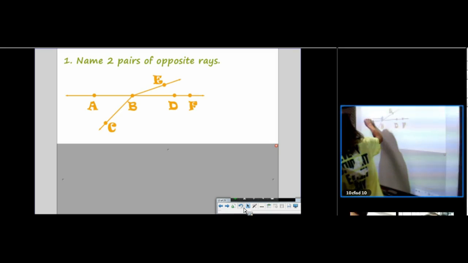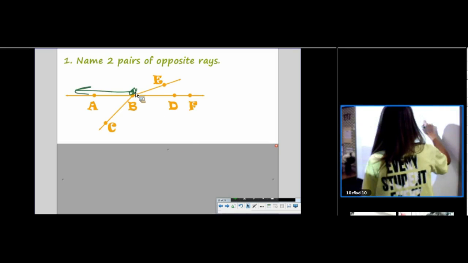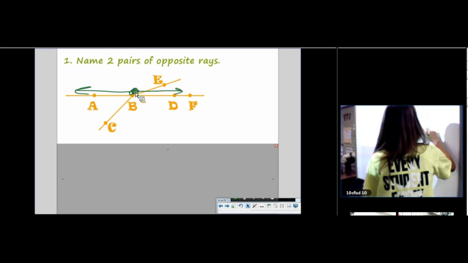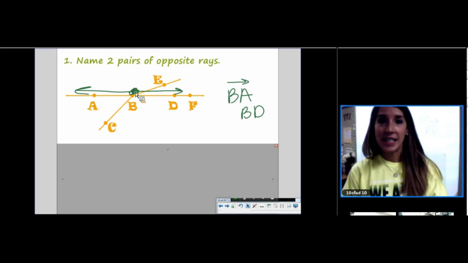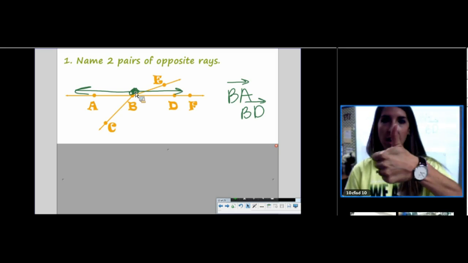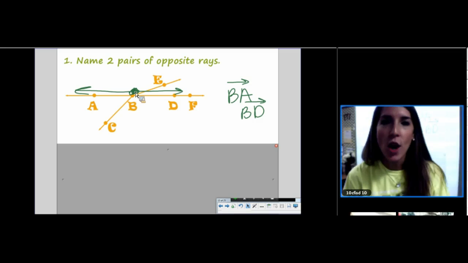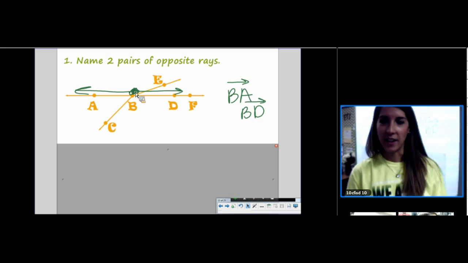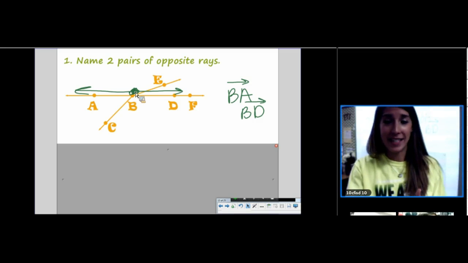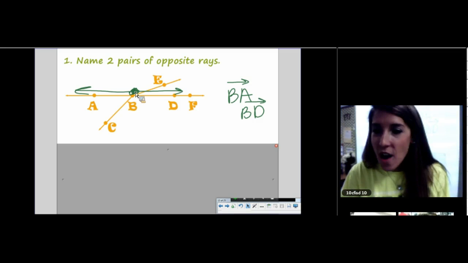Here's a good example. Ray BA and ray BD are opposite rays. Do they have the same endpoint? Check. Are they going in opposite directions? Check. Are they collinear? Check. Phew, that was scary. Can you name another example? Because it said 2 pairs. I'm kind of scared to ask. Name another pair.